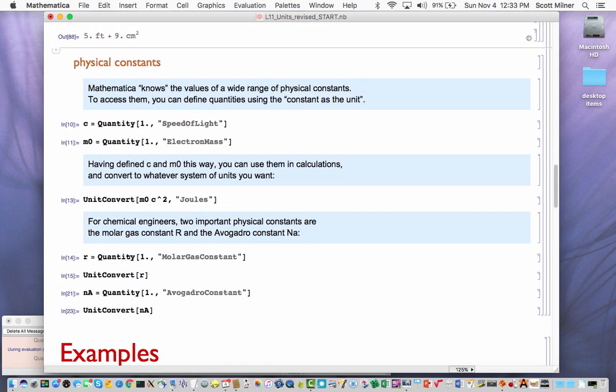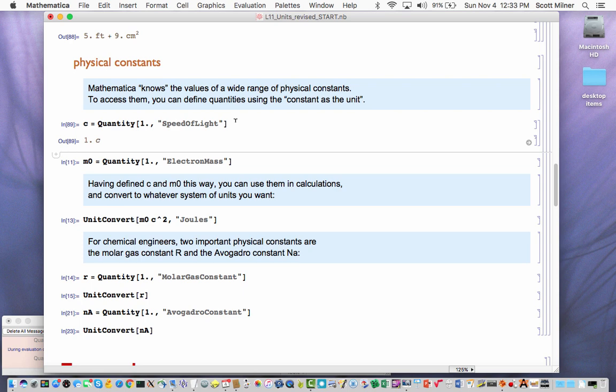So in addition to dealing with units, Mathematica has predefined the values of a very wide range of physical constants. And to access them, you can define quantities in effect using the constant itself as the unit. So if you need the speed of light, you define a quantity which is 1 in units of the speed of light. And when you do that, you get a strange answer, which is 1 times c. It doesn't specify a system of units. It just says, okay, c is 1 times the speed of light, which is called c.